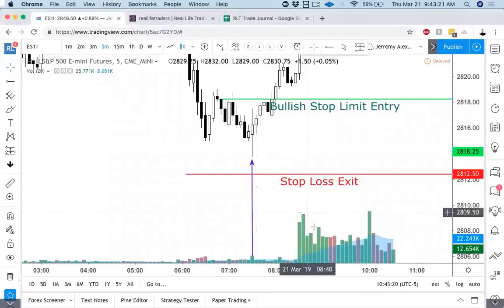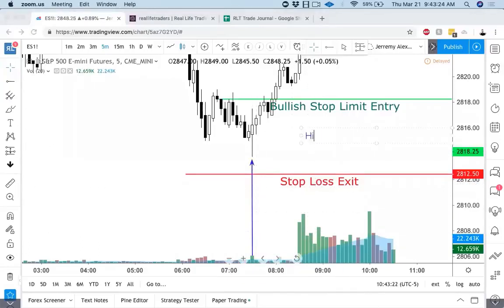This candle is one of my favorite candles. I'm going to make a video on this particular candle at some point in the future anyway, but this is a high wave candle. High wave candle equals indecision, right? People don't really know what to do. They want to do something, but they're not entirely sure what they want to do. So this candle has an upper shadow and a lower shadow.